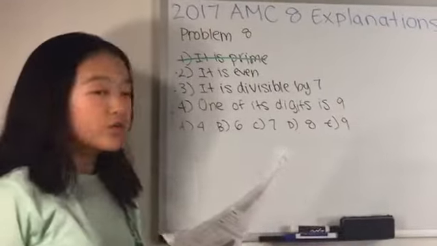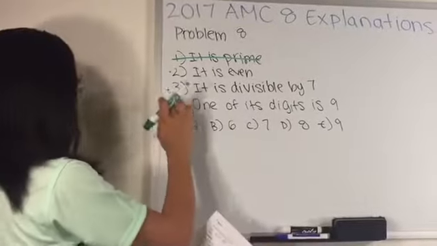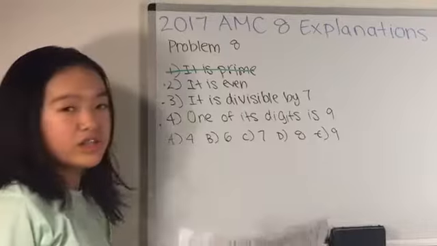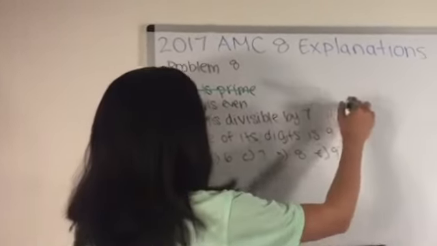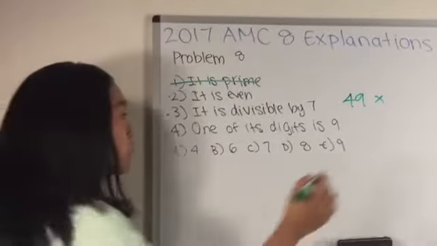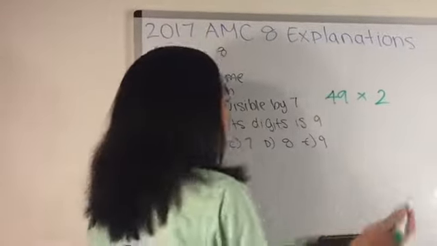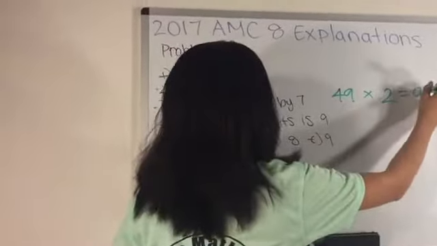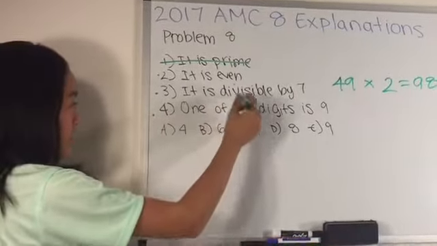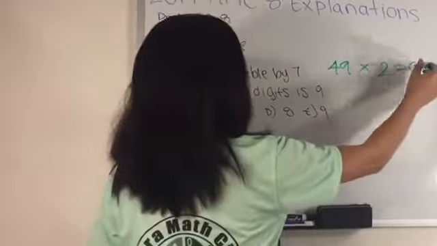Now, if you follow rules 2, 3, and 4, when you first look at rules 3 and 4, you think of the number 49, because it's divisible by 7, and one of its digits is 9. But 49 is not even, which means we have to multiply it by 2 in order to make it even, which gets us 98. And 98 follows all the rules. It's even, divisible by 7, and one of its digits is 9.